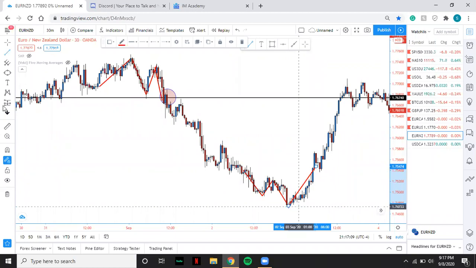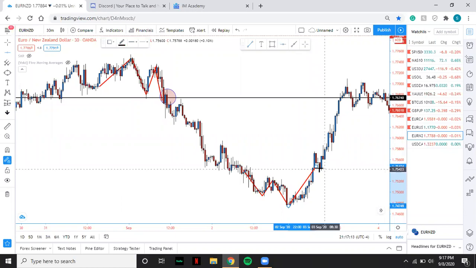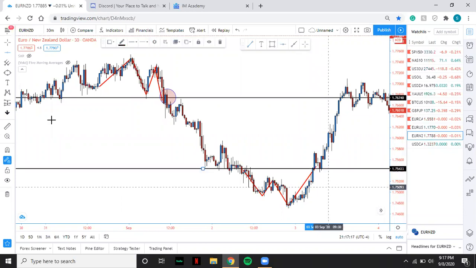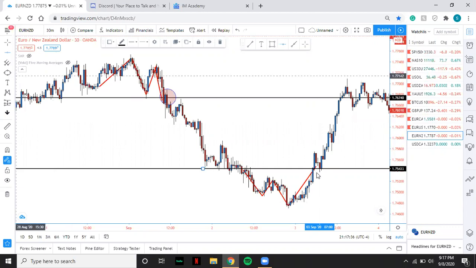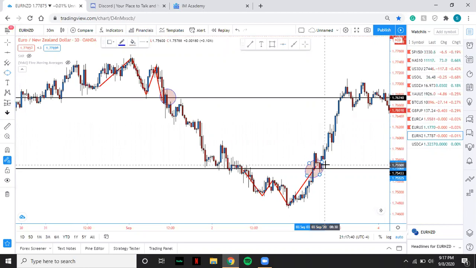So it just finished forming the W right here. It finished forming the W. What would you guys do? Yes, you will buy. You'll buy at this point exactly. So that's the simple strategy.